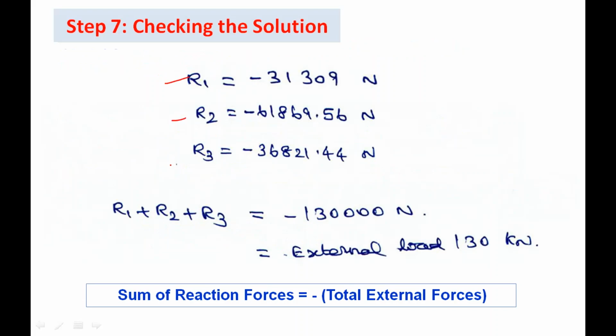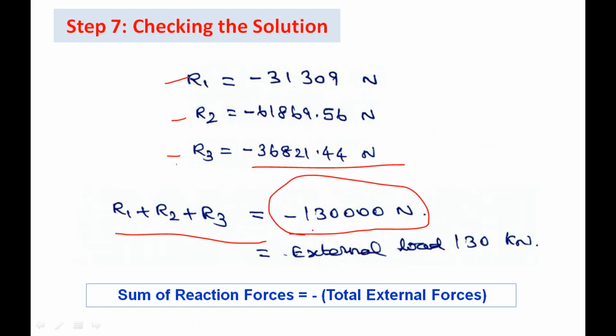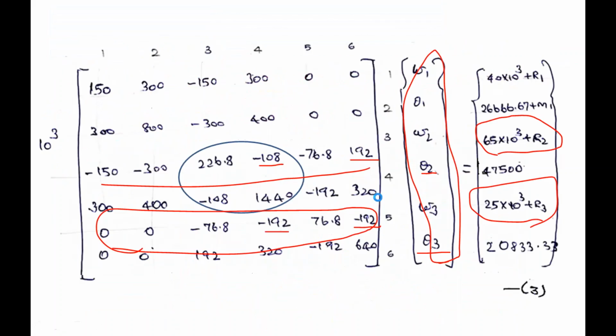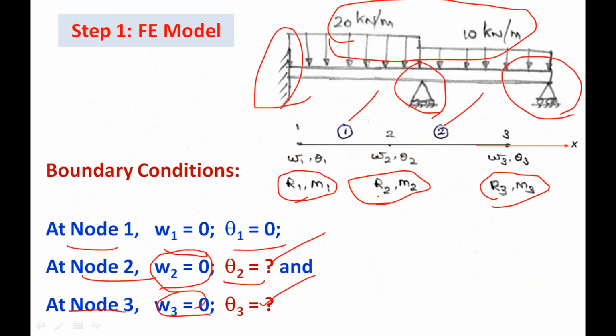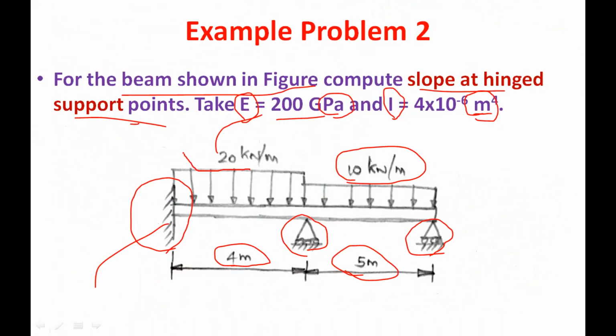Now after evaluating R1, R2, R3, let us check the solution. These are the R1, R2, R3 values. When you add these three forces, the sum of the reaction forces comes exactly to minus 130 kilonewton. The external load acting is also 130 kilonewton. How? In this given beam, 20 kilonewton per meter is acting for a 4 meter span, so 4 into 20 is 80. 10 kilonewton per meter is acting for a 5 meter span, 5 into 10 is 50. So 80 plus 50 is 130 kilonewton.